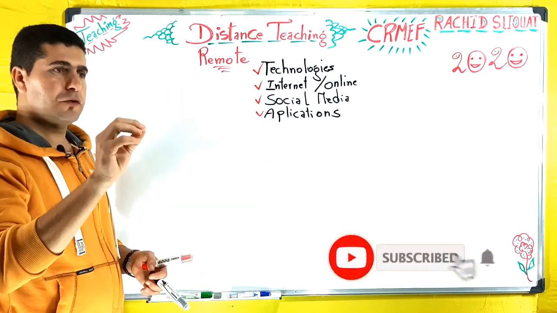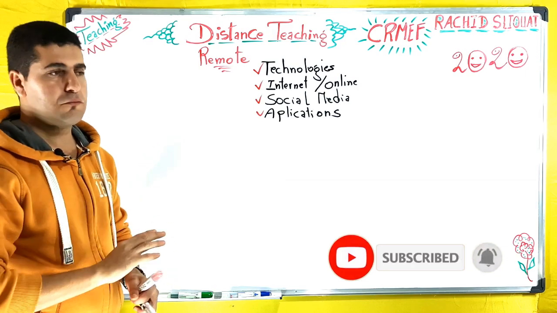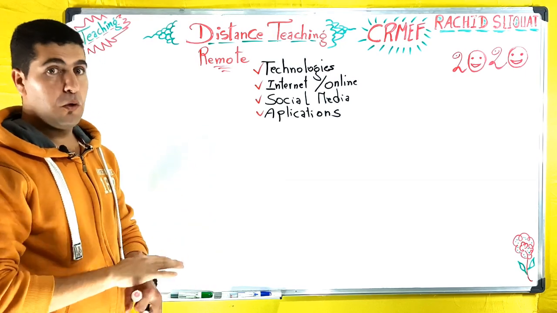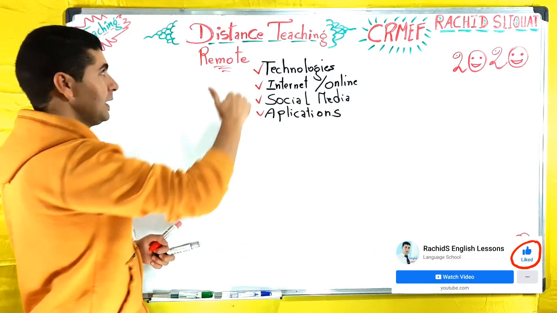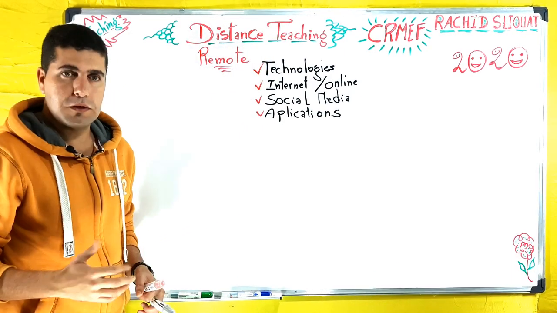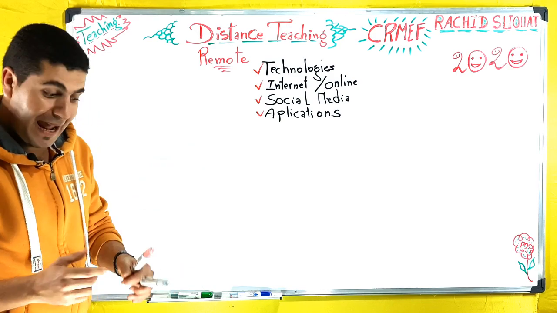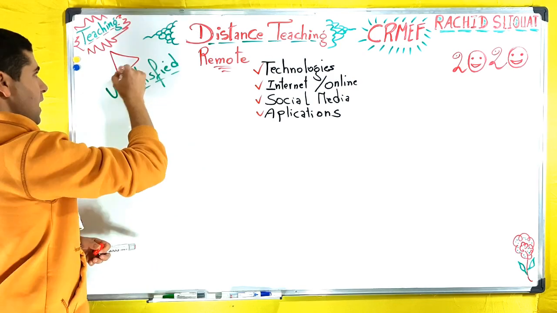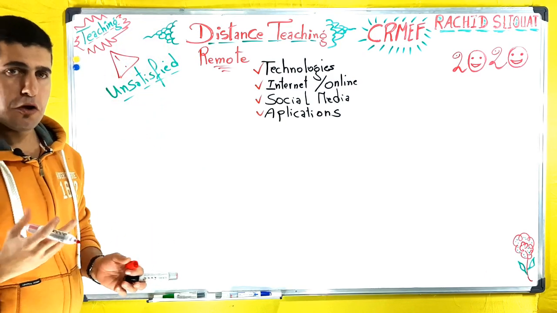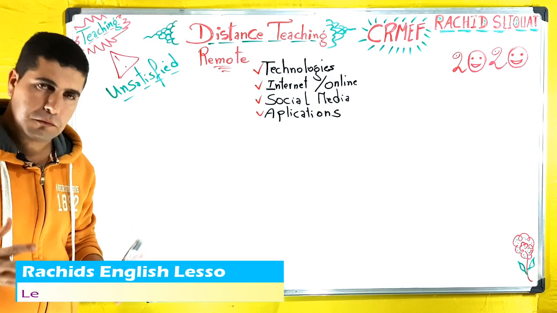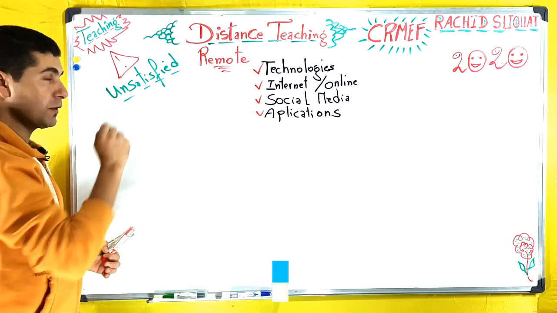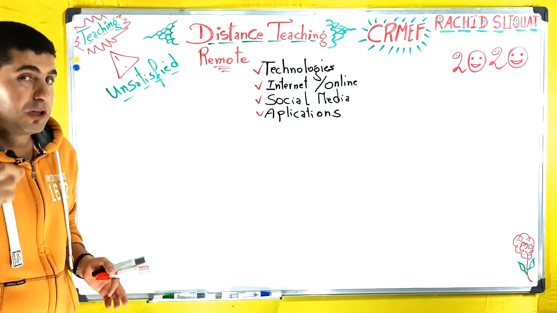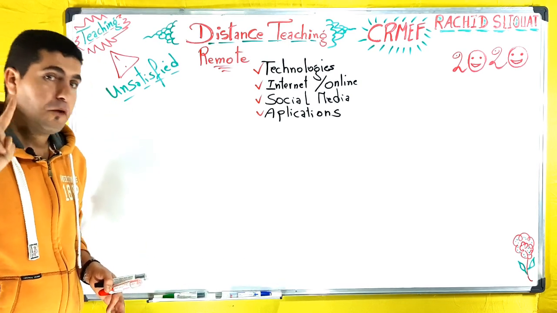All right, now if you go to schools nowadays and ask all students and all teachers about their opinion and impression about distance teaching and learning, you will notice that all of them are unsatisfied, okay? Unsatisfied. Why? Why do you think most of students and most of teachers, if not all of them, are unsatisfied with distance teaching? Well, in fact, you have to keep in mind that they're unsatisfied for two reasons.